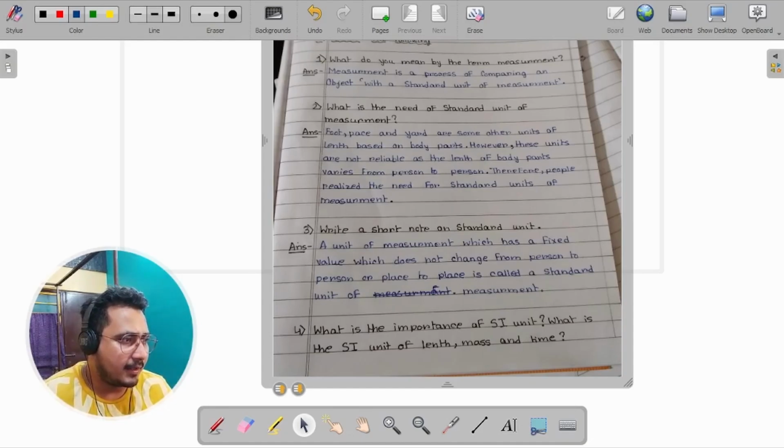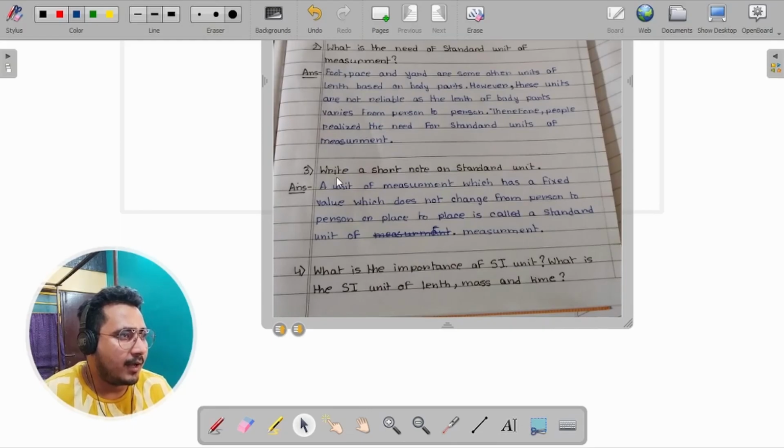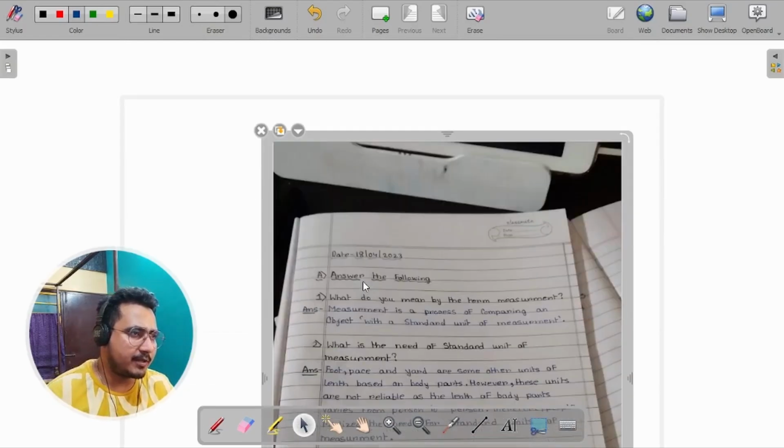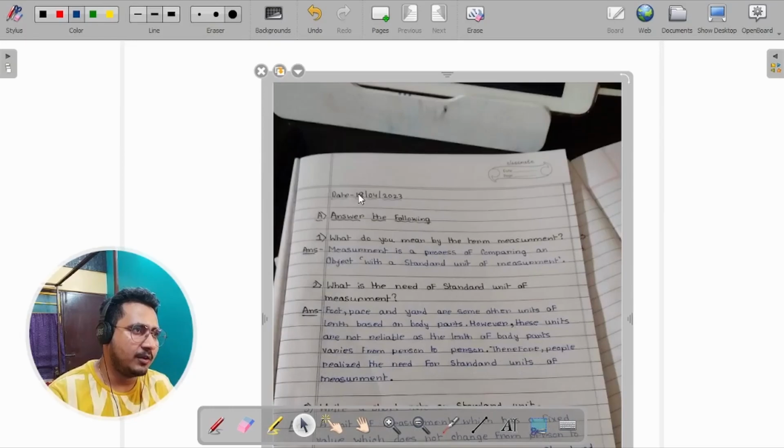Okay. Another question given is: write a short note on standard unit. Read that question and the answer also. A unit of measurement which has a fixed value and does not change from person to person or place to place is called a standard unit of measurement. That we already understood, right? Why we need to use that kind of unit and what the meaning of this kind of unit is. So I think almost every aspect of this chapter is already completed, right? We don't need to look into this chapter.